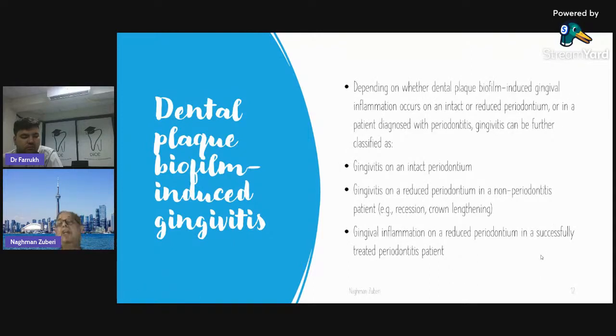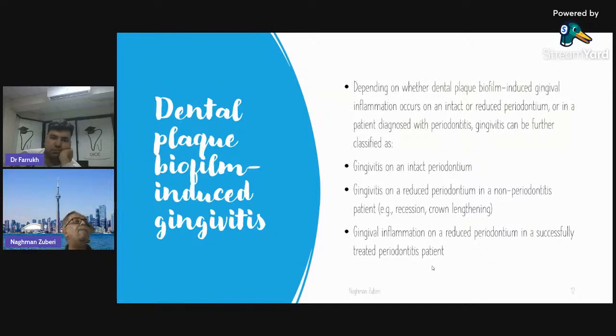Well, depending on whether dental plaque biofilm induced gingival inflammation occurs on an intact or a reduced periodontium, or in a patient diagnosed with periodontitis, gingivitis can be further classified. As we have already discussed, gingivitis on an intact periodontium, gingivitis on a reduced periodontium in a non-periodontitis patient, meaning having recession or crown lengthening procedure, or gingival inflammation on a reduced periodontium in a successfully treated periodontitis patient.